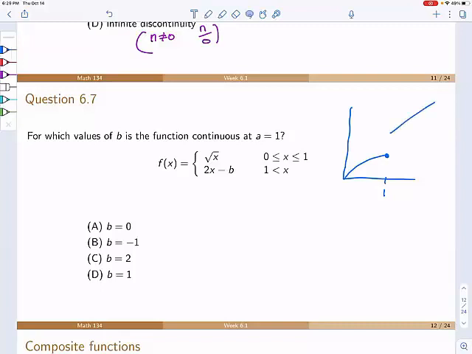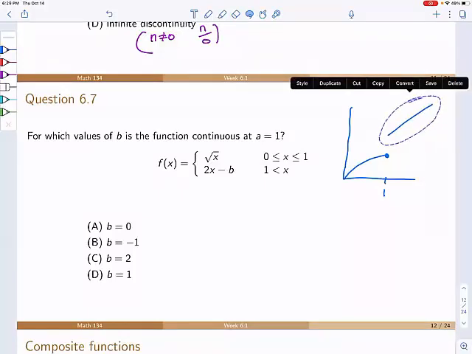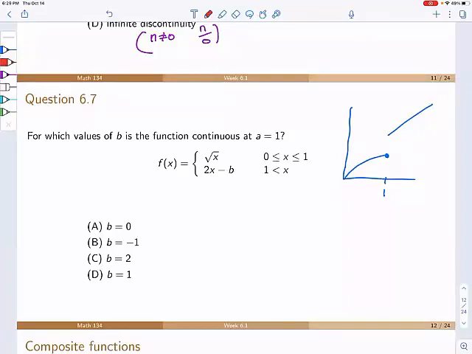Our job is to make sure that this line actually matches up with the curve so that it is continuous. If we pick any old b, it's probably not going to be continuous. So I'm just going to write on this line that this is my 2x minus b line, and on the curve here, that's root x. We need to make the two match up. So how do we do that? Well, we'll look at the point 1 and see if we can create the scenario so that at 1, these two functions match up.